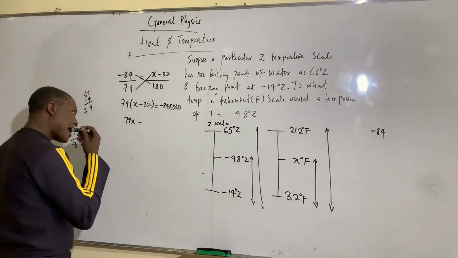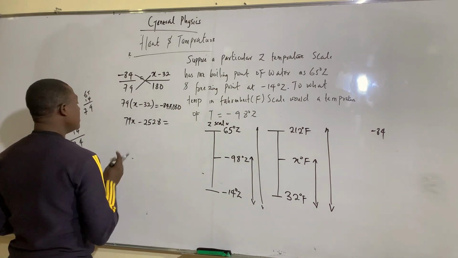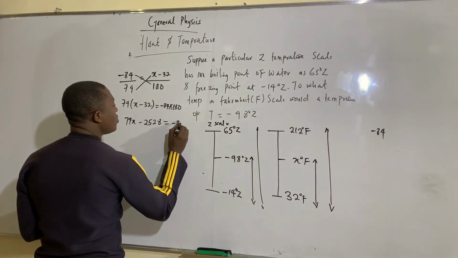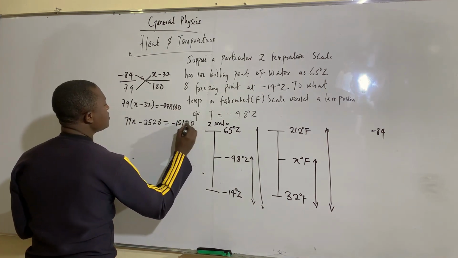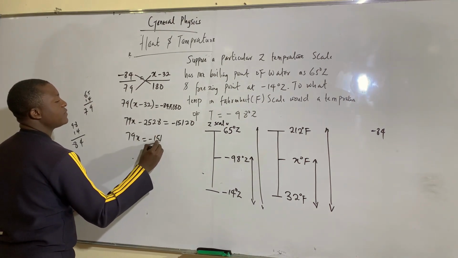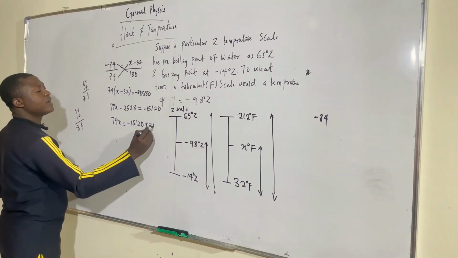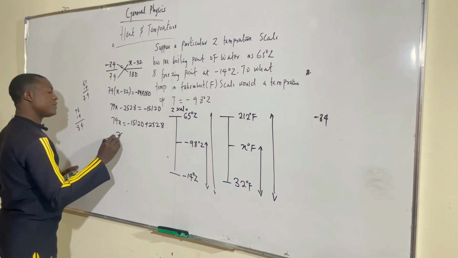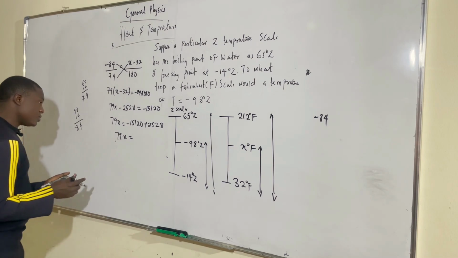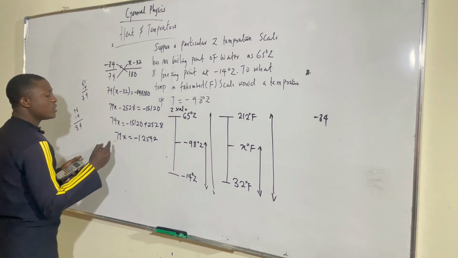In there we have 2528. 84 multiplied by 180. So there we have minus 15120. So now if I collect like terms, I will have 79x is equal to minus 15120. So this is minus. When the minus comes here, we are going to have plus 2528. So here we have 79x is equal to, what I have is minus 12592.